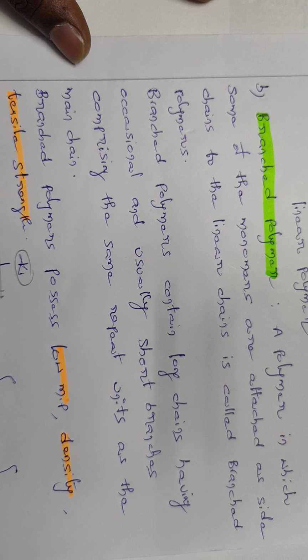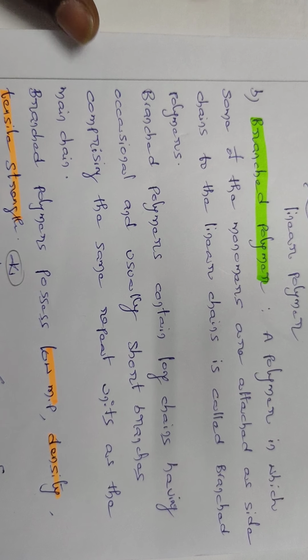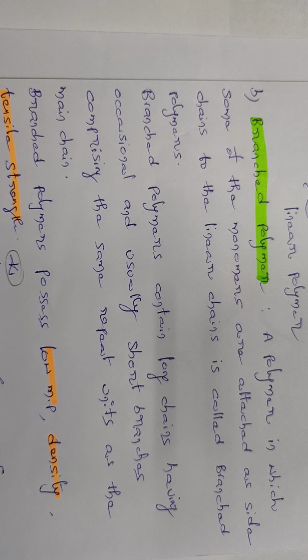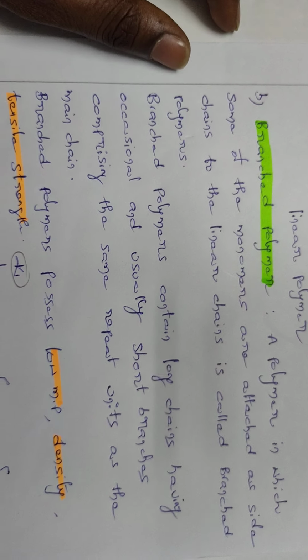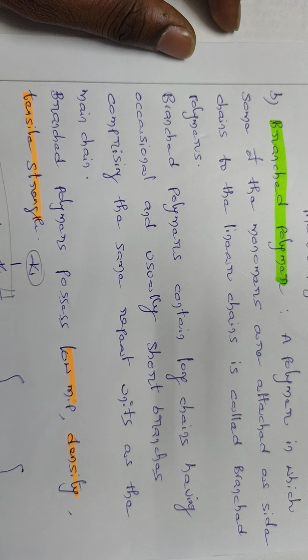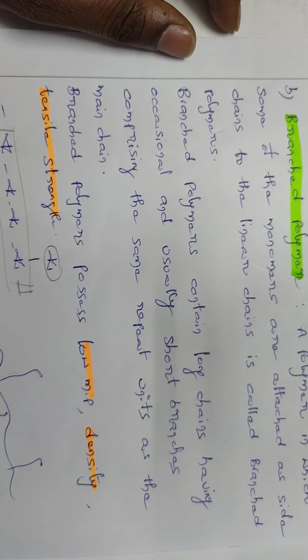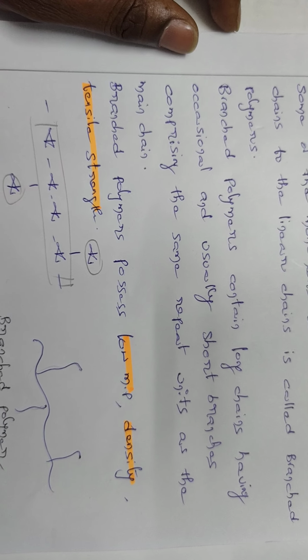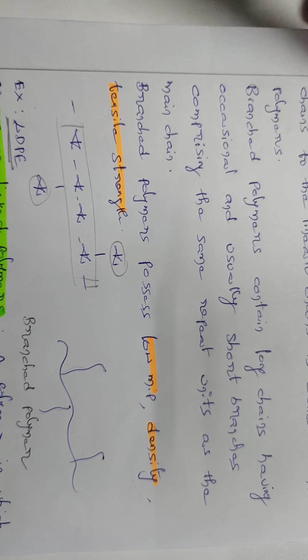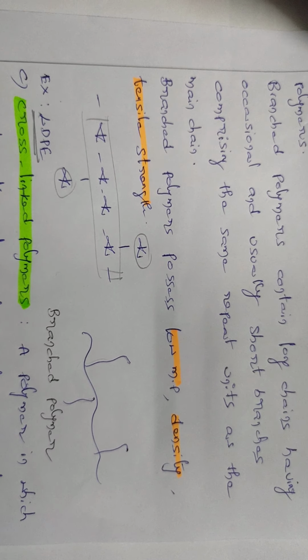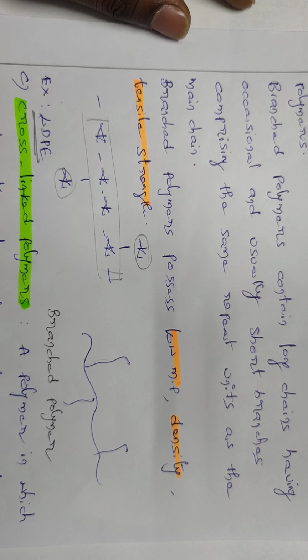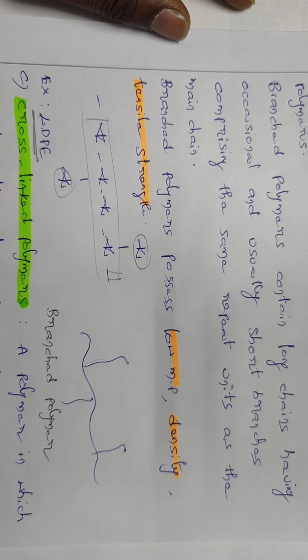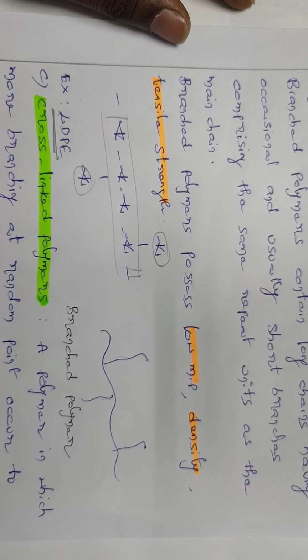And the second one is branched polymer. Branched polymer means in which some of the monomeric units are attached to the main chain as a branch. Okay, so see here, write down the notes. Branched polymers possess low melting point, density, and tensile strength. An example for branched polymer is LDPE, low density polyethylene, and an example for linear polymers is HDPE, high density polyethylene.